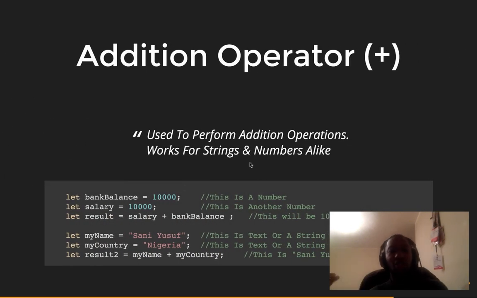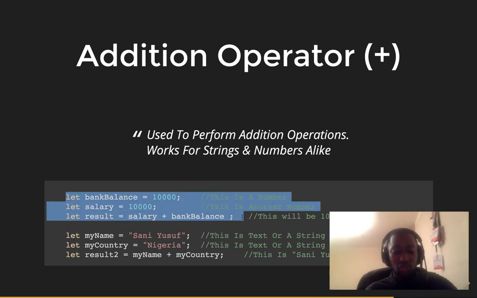Let's see how we use the addition operator. You use it just like maths. You can add values together. But what type of values can you add? You can add numeric values. For example, if I say let bank balance equals 1000 and let salary equals 10,000, I can just say let result equals salary plus bank balance, and this would give me 11,000. So let's actually copy this code and see this running live.